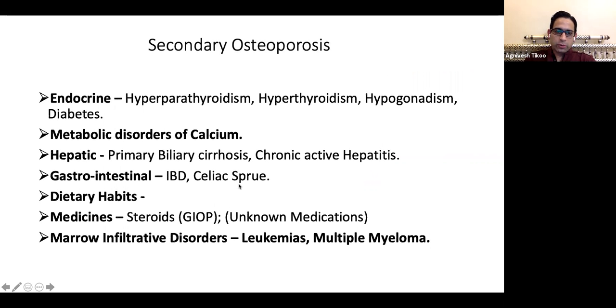Now, secondary osteoporosis can have various reasons. Endocrine, again: hyperparathyroidism, hyperthyroidism and hypothyroidism, both. Hypogonadism, as I said: testosterone and estrogen have a protective effect. If they are less, the bone mass is going to be less. Metabolic disorders of calcium, patients having renal problems, difficulty in absorption and all, will lead to osteoporosis.